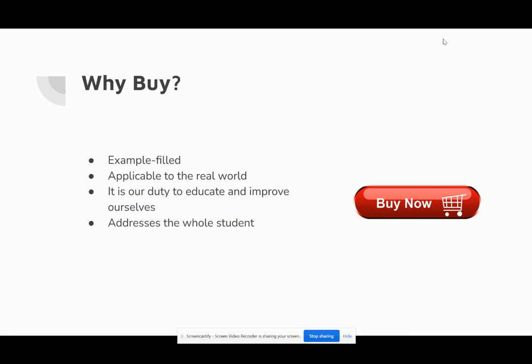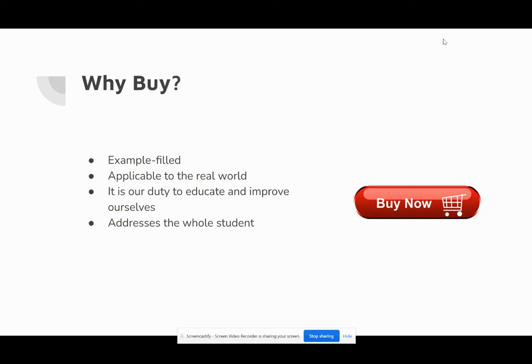And lastly, one of the most important, it addresses the whole student, not just the student as a student, but the student as a person, socially, behaviorally, emotionally, all those different avenues, other than just the student in the classroom, their grade A, B, C, D. It goes well beyond that and teaches you to teach the student outside of the academic perspective.